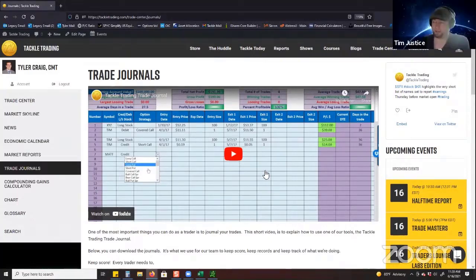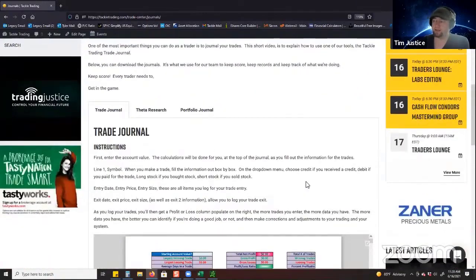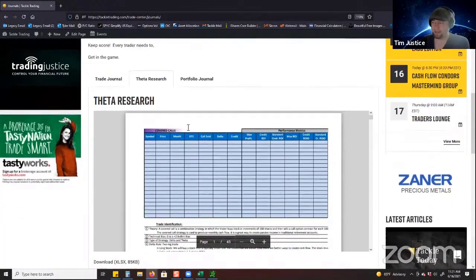I think it's fantastic. And if you scroll down just one hair here, I do want to highlight something. There are three different journals. The one we're going to be highlighting today, the trade journal, is where you log your trades, your gains, your losses. You can keep an equity curve over time. The Theta Research tool, and you've clicked that tab right there, Tyler, is where you can download that tool.